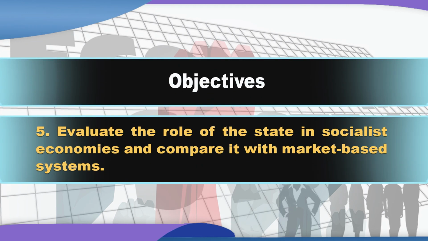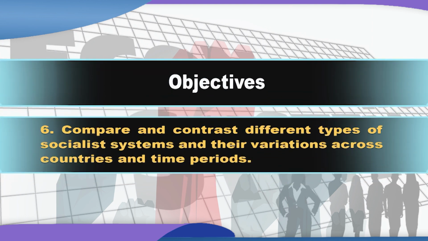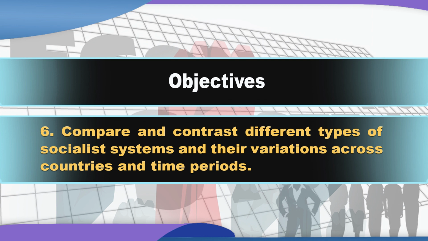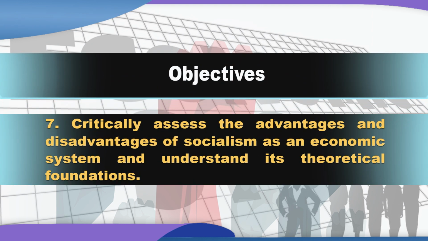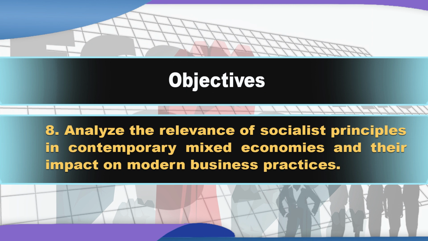Then, we try and evaluate the role of the state in socialist economies and compare it with market-based economies. Next, we compare and contrast different types of socialist systems and their variations across countries and time periods. Next, we critically assess the disadvantages and advantages of the system and understand its theoretical foundation. Finally, we analyze the relevance of socialist principles in contemporary mixed economies, and their impact on modern business practices.